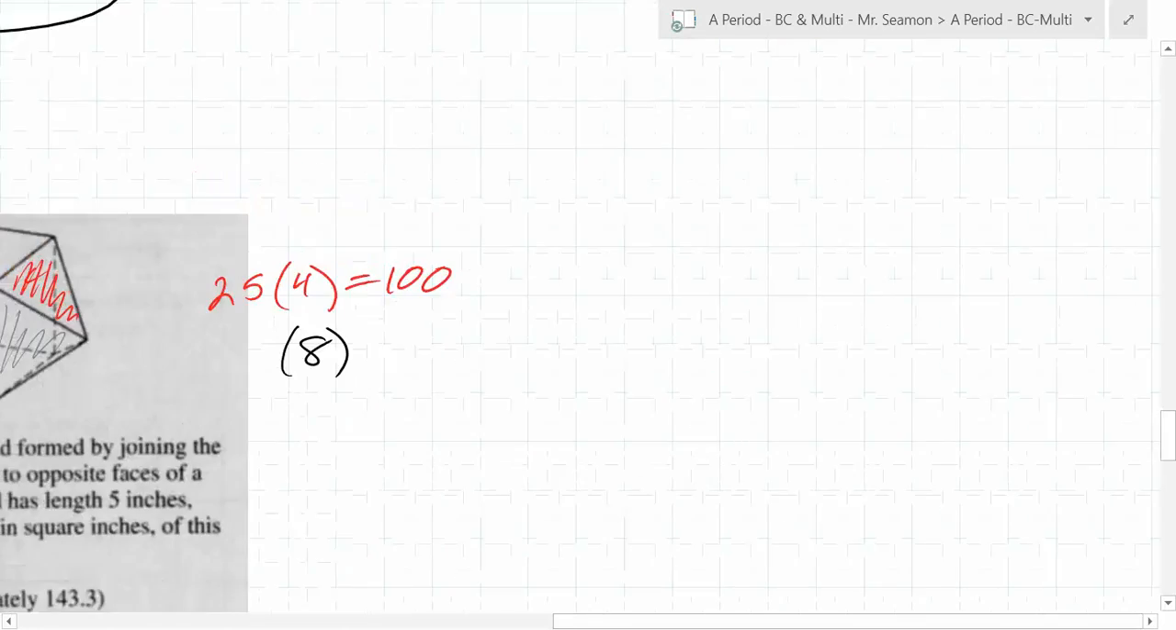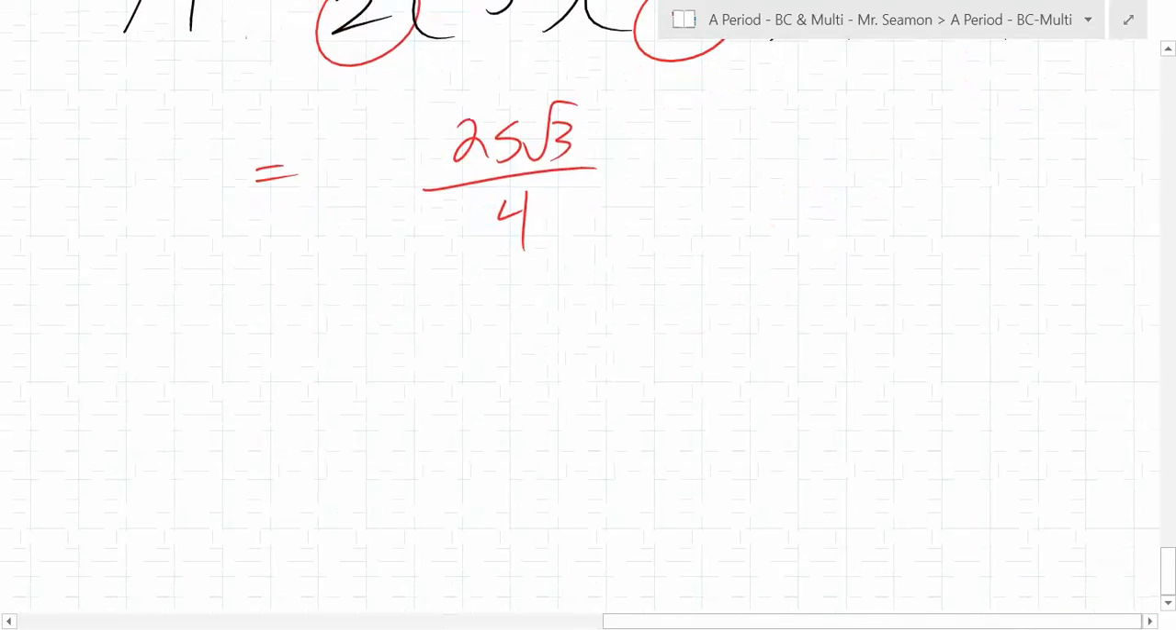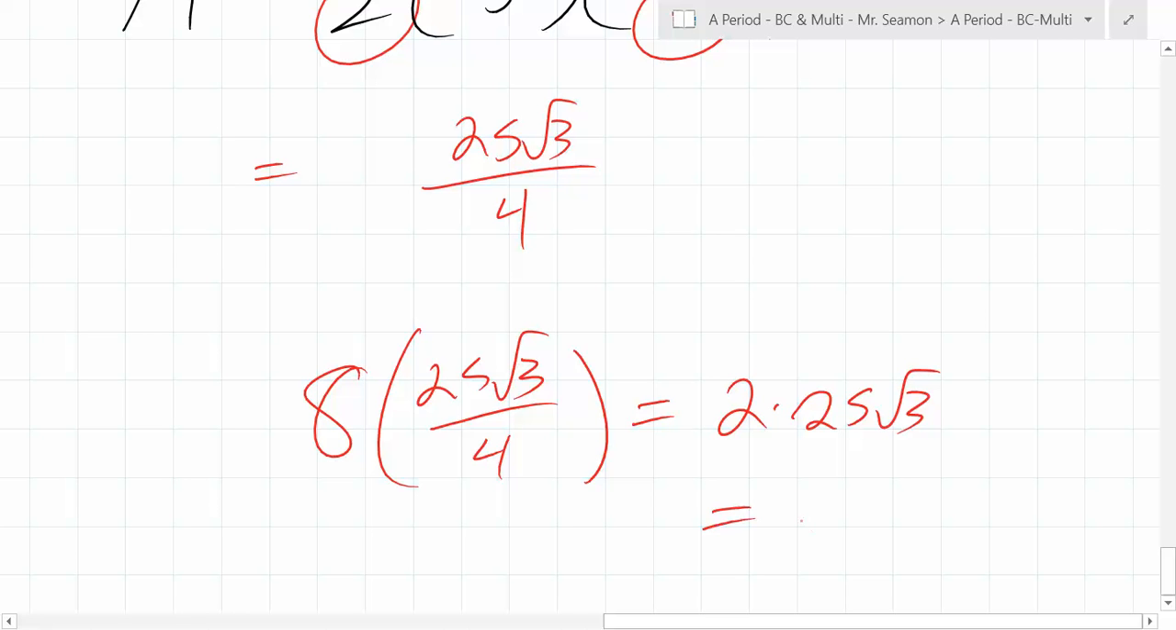How many of these are there? Let's go back to the picture. How many of those triangles do you see? There's 8 of them, so what do you have to do? Yeah, it's going to be 8 times 25 root 3 over 4. 2 times 25 root 3. So what is that? 50 root 3.